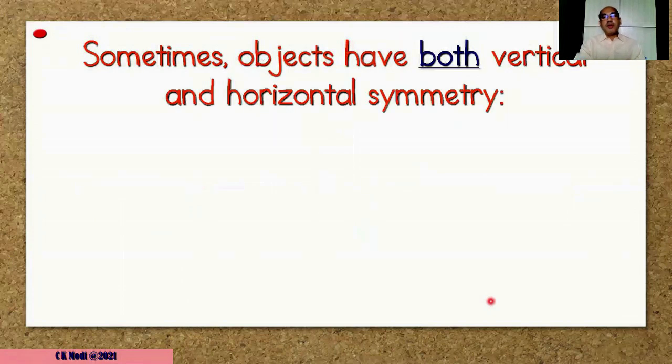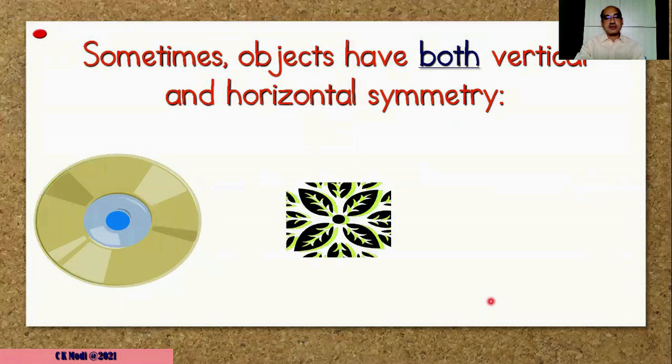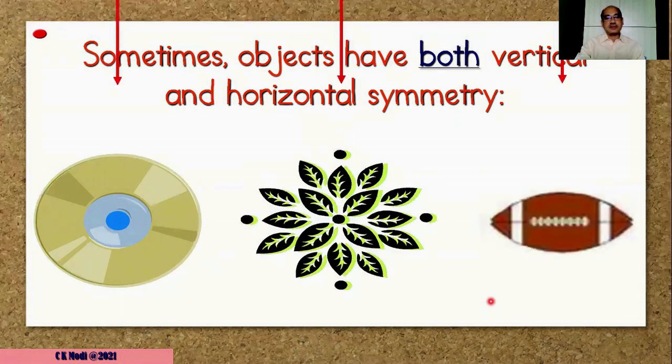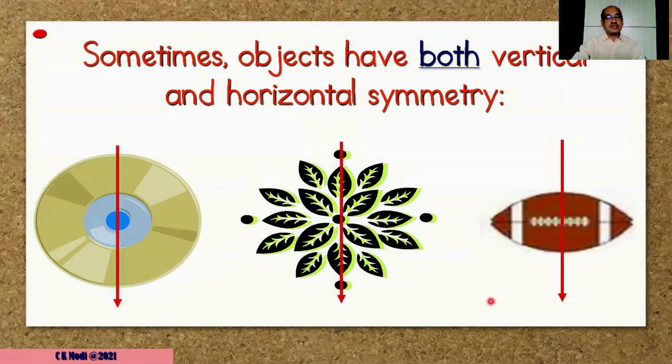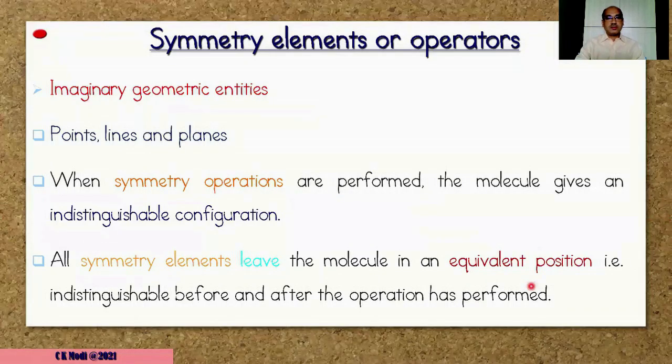Now, in some objects both vertical line symmetry as well as horizontal symmetry are present, like a CD. Look at this. This is a vertical line passing through the center of the CD. In the same way, we can pass a horizontal line. So here, vertical symmetry and horizontal symmetry are both present.